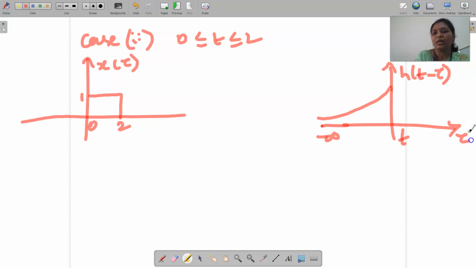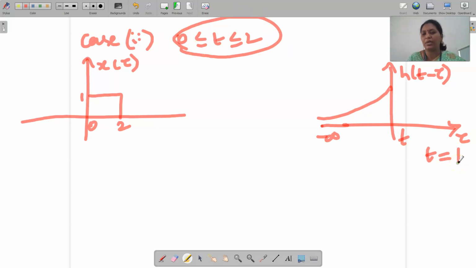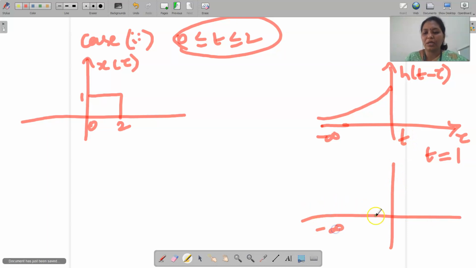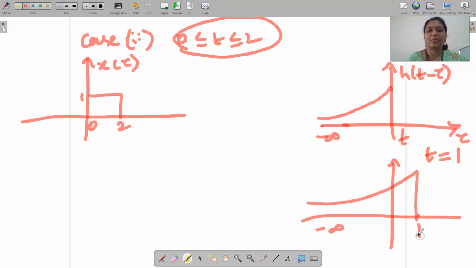Okay, and here I need to consider 0 to 2 value. So let me consider t is equal to 1. How will you draw the diagram? When t is equal to 1, what happens? This will become 1. So you will have your signal up to this. If it is so, I have to draw your diagram. This is nothing but h of t minus tau for your second case. I am considering t equal to 1.